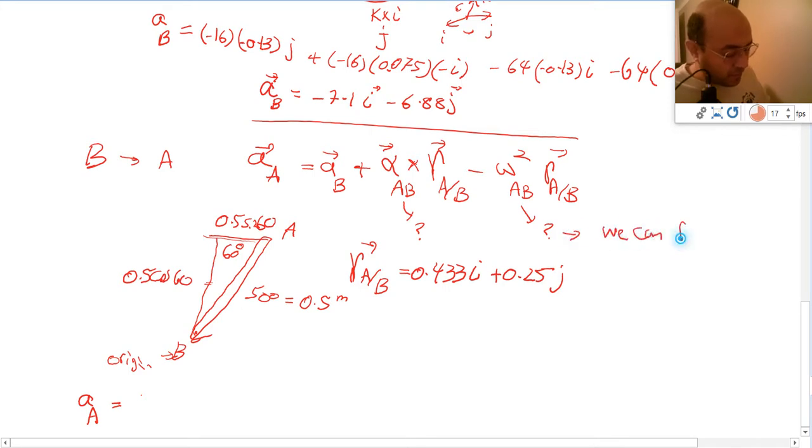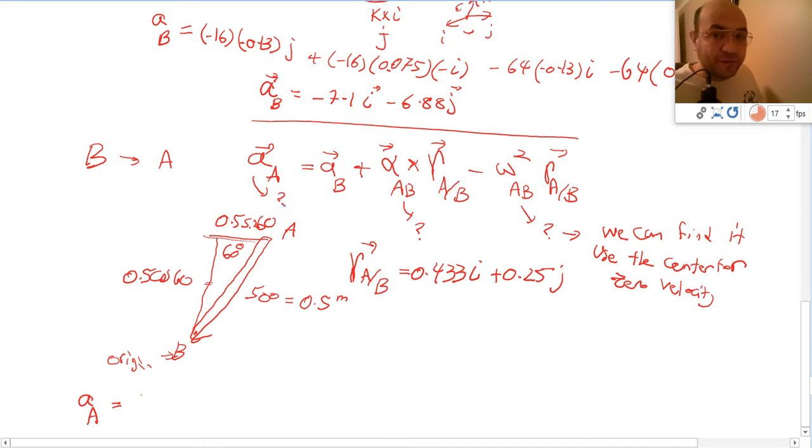We can find it, use the center for zero velocity. Yeah, of course I can find omega AB if I know omega AB, because in this problem I do not know this one either. I don't know acceleration of A either. But all I know is acceleration of A is in the direction of I. That's everything I know. I don't know anything else.